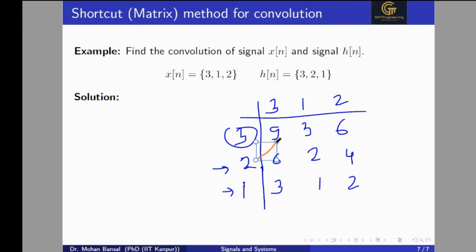You can solve the problem within a minute or 2 minutes by using this trick. Now draw the diagonal lines in this way, from left bottom to right top. This element corresponds to y0, because this is for n equal to 0, this is for n equal to 1, and this is for n equal to 2, and similarly for h. This 9 comes from x0 and h0, so the value of y0 is 9.